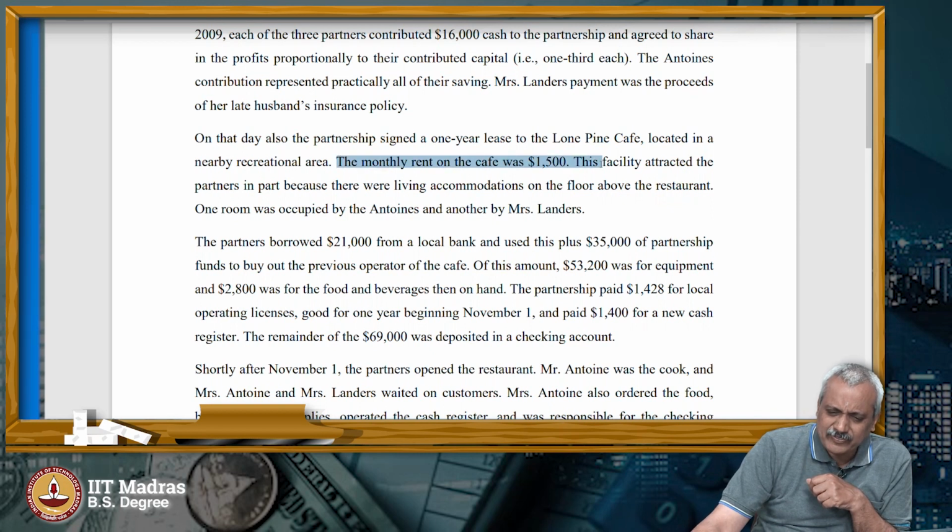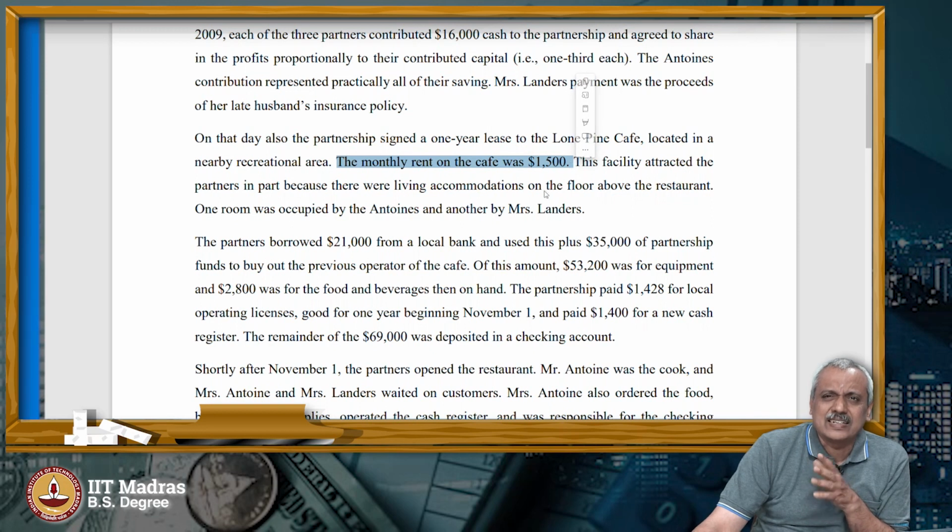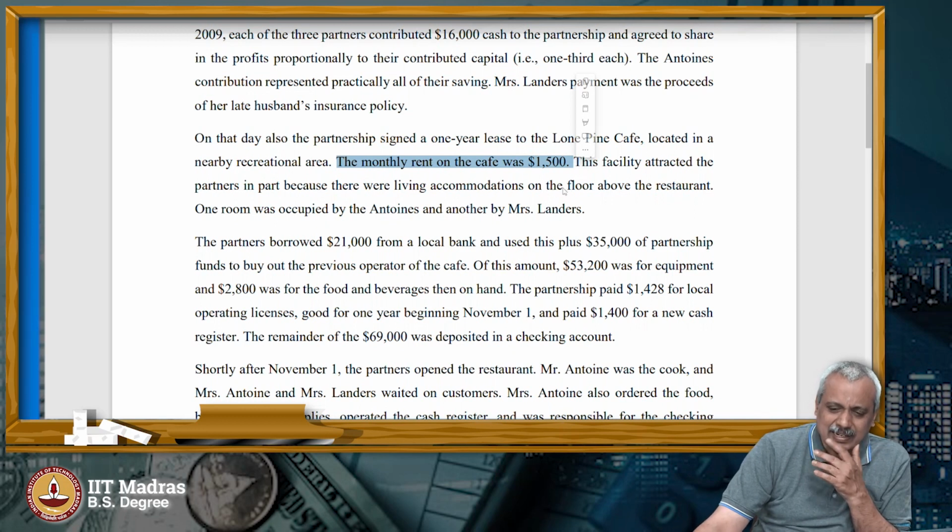The monthly rent of the cafe was 1500. On November 2nd, there is no rent due, though the monthly rent is 1500. Rent is due only at the end of the month. So, as of November 1st or 2nd, there is nothing due in that case.